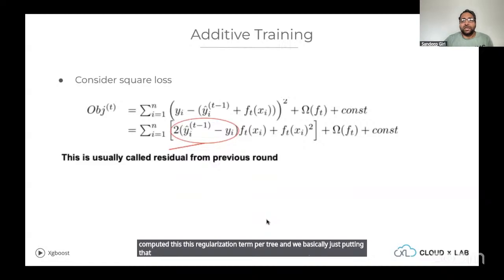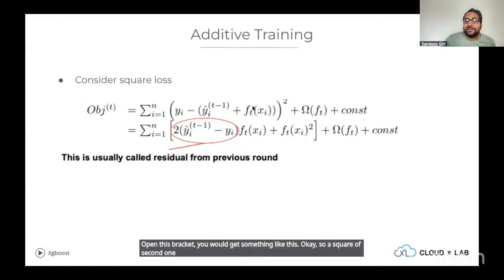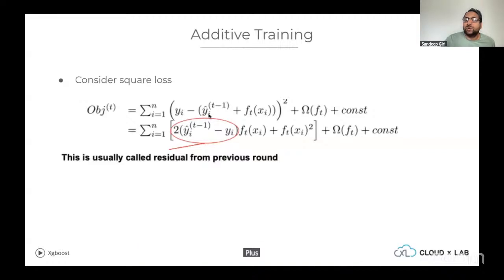All right, now, here I'll come back to this one. So here, when you open this bracket, you would get something like this. Okay, so a square of the second one, twice of this times this, plus y minus y dash whole square. Okay, that particular thing, and so on.